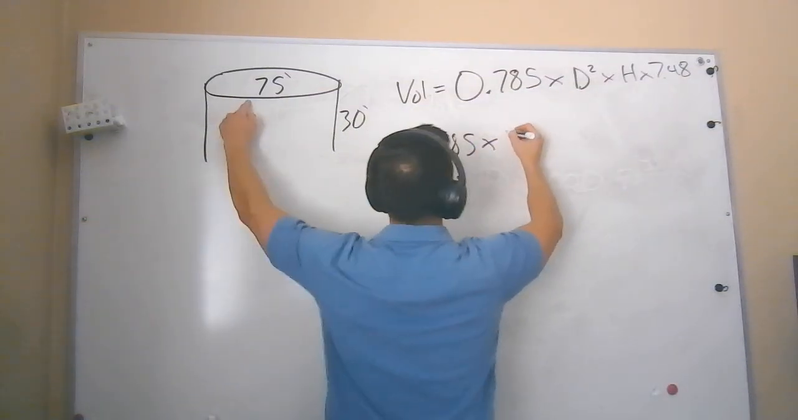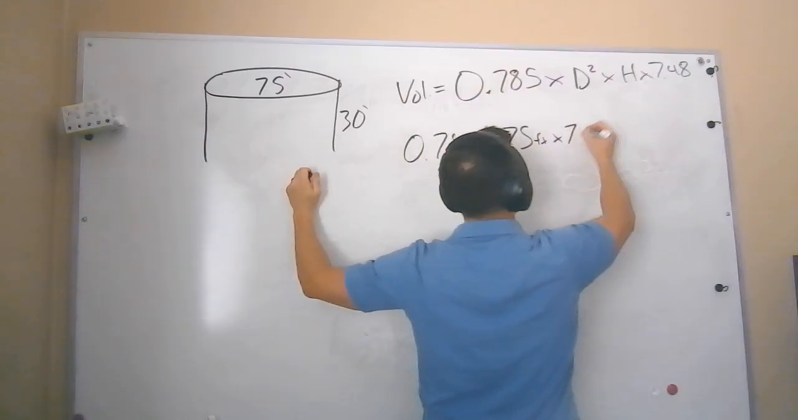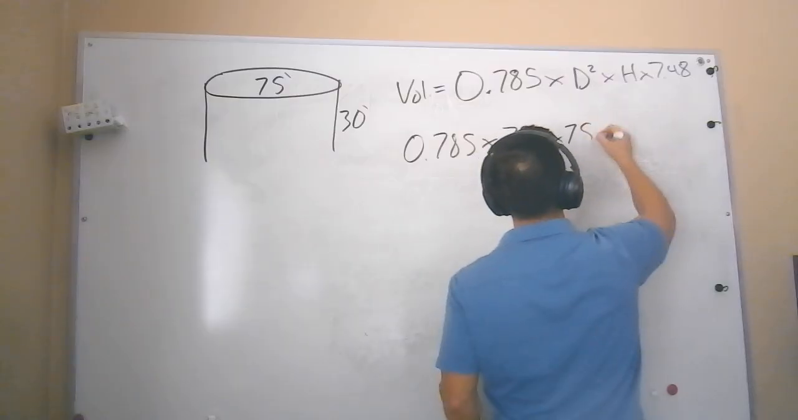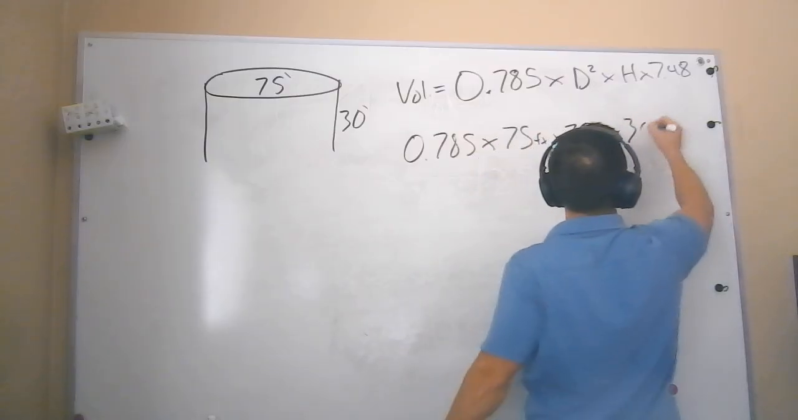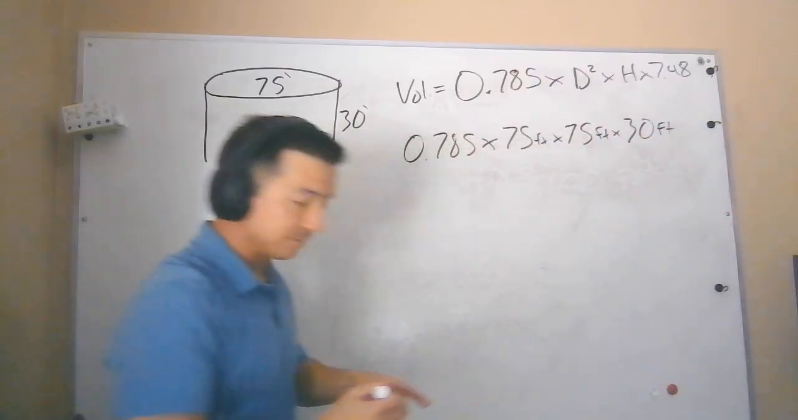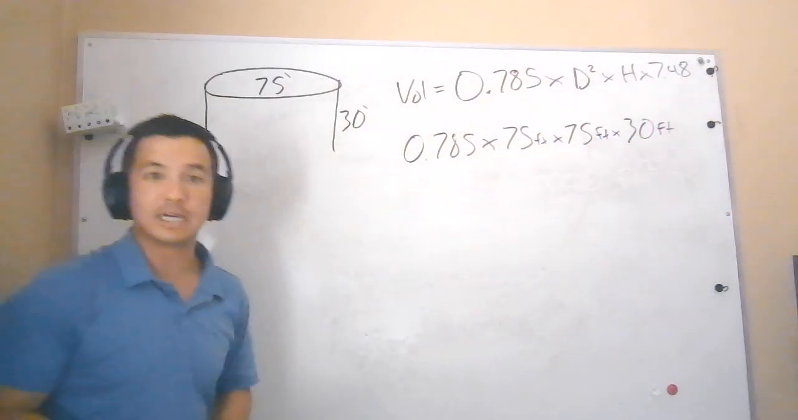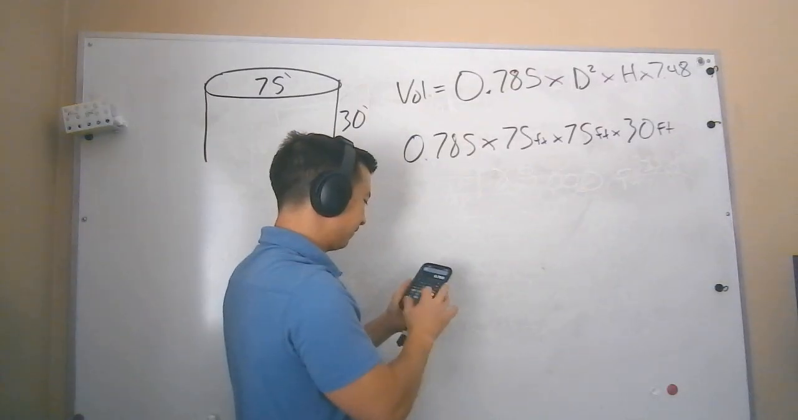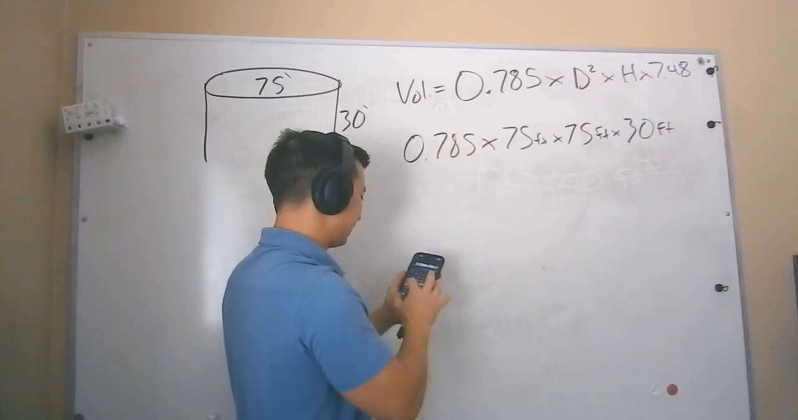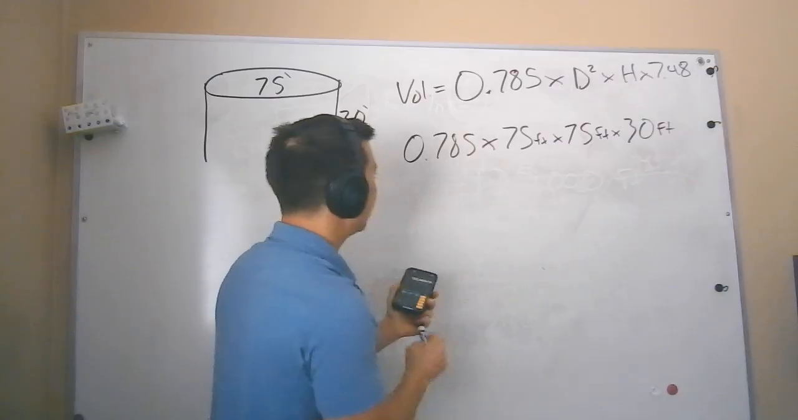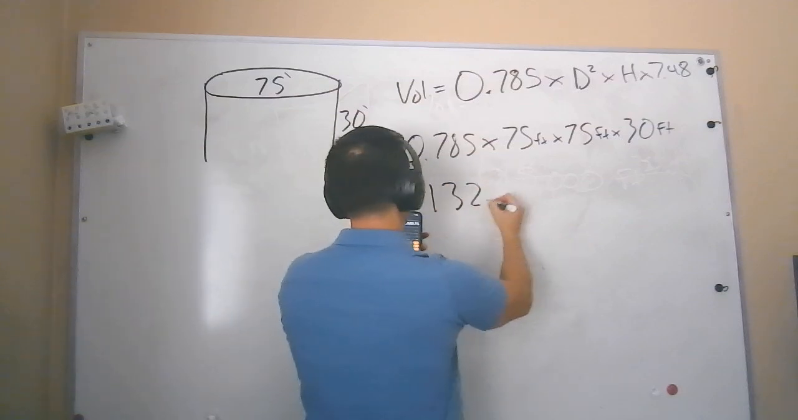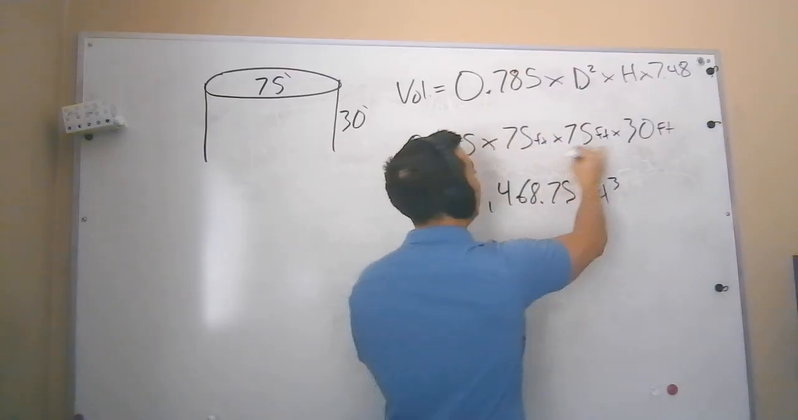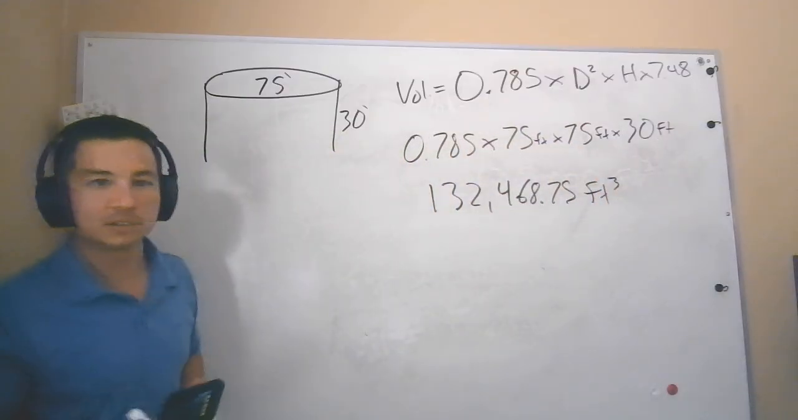0.785 times my diameter, which is 75 feet, times 75 feet, times my height of 30 feet. Now I want to just stop there because there are going to be times where you're calculating this volume in gallons and cubic feet only, and then having to convert. So 0.785 times 75 times 75 times 30. This gets me to 132,468.75 cubic feet, right? I've got feet, feet, and feet. So we need to make sure we're focusing on those units, cubic feet.